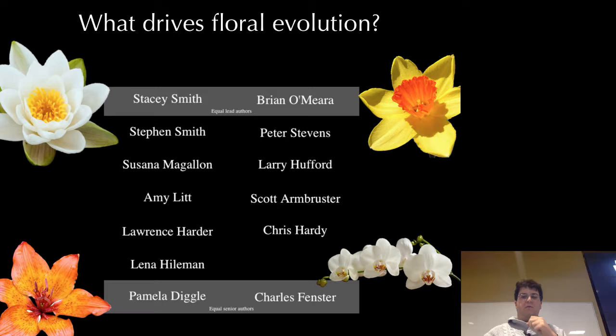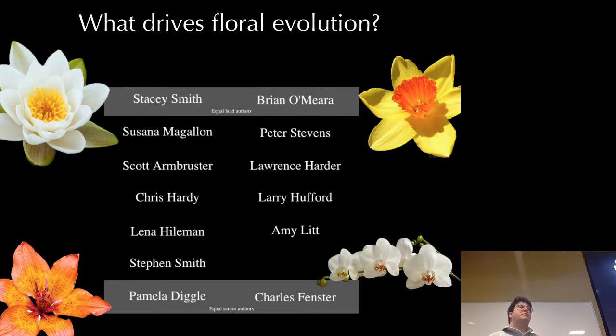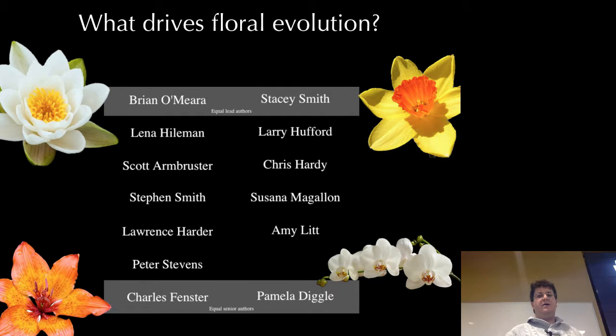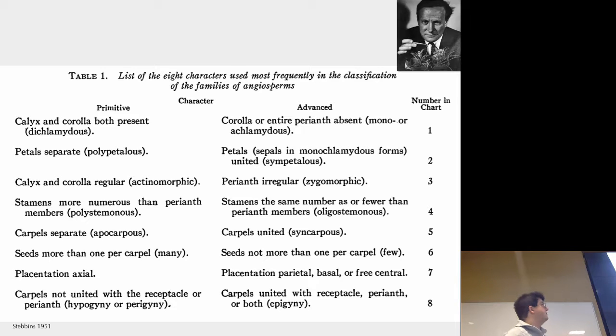Okay, and so the main question is, why is the world the way we see it? Why are there so many flowering species? What causes different traits to be common on the tree of life? Okay. And of course, this isn't a new question.